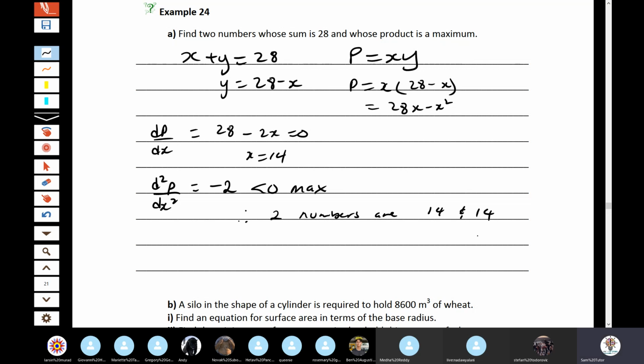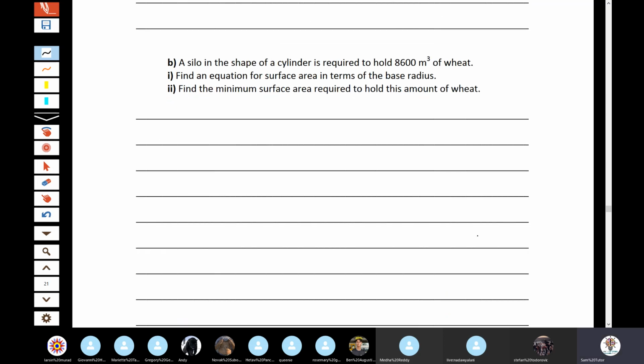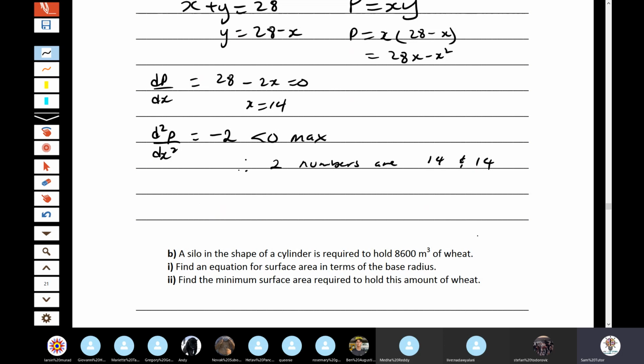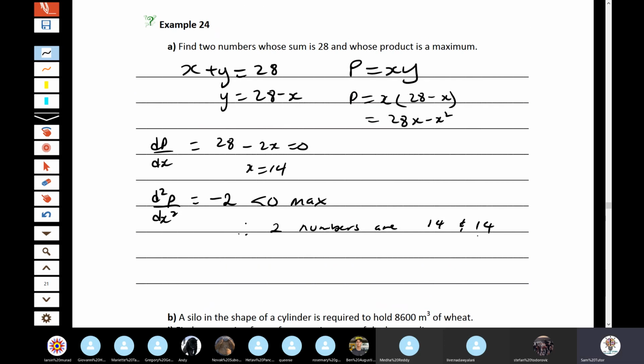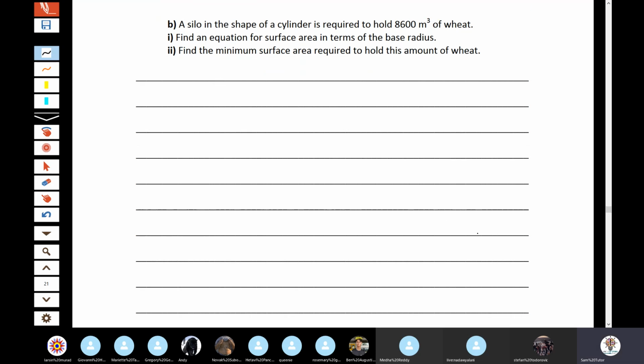All good? All right. Why don't you guys try B? Could they be negative? No, because the sum has to be 28. But good point. Sometimes that would be the case, but then they can't sum to 28. All right, B. Try that.